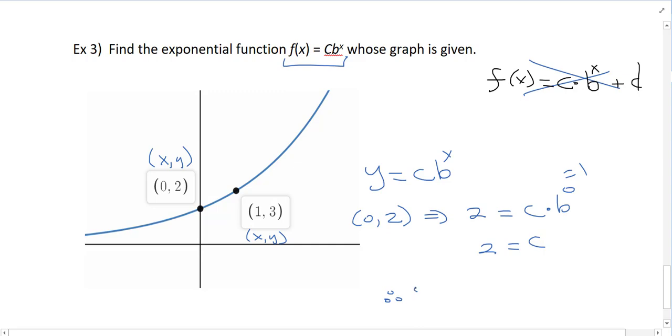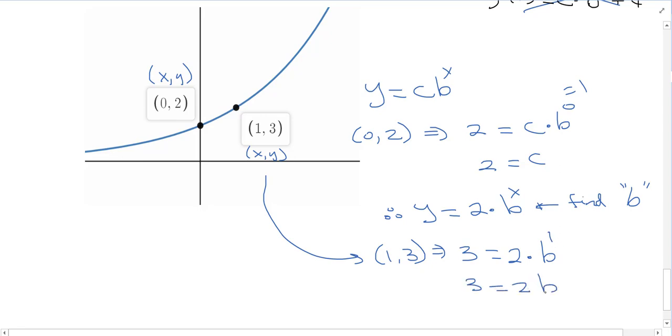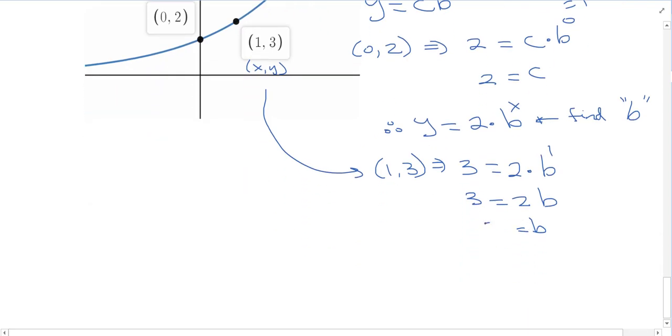So far I have y equals 2 times b to the x. Now I want to find b. How do I do that? I use my other point. Using (1, 3), x is 1, y is 3. This tells me that 3 equals c b to the x, but I already know the value of c, so 2 times b to the x. X is 1. B to the 1 is just b, so I have 3 equals 2b. Divide both sides by 2, and I get b is 3/2.